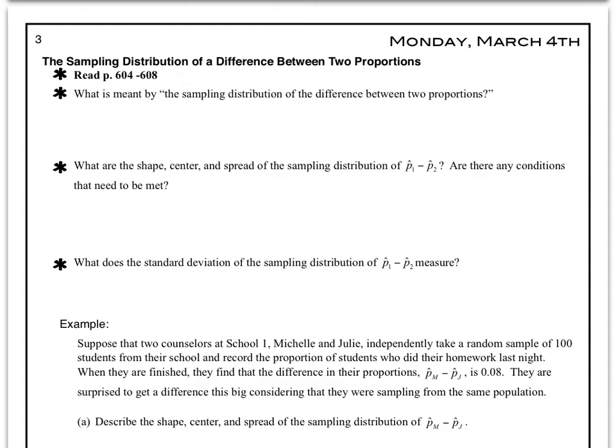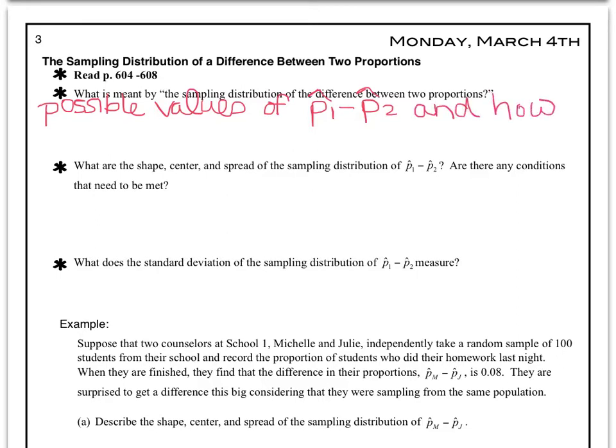So what is meant by the sampling distribution of the difference between two proportions? Okay, what that means is that sampling distribution is all the possible values of p hat sub 1 minus p hat sub 2. Okay? P hat sub 1 is the sample proportion from one population, and p hat sub 2 is a sample proportion from another population. And so then I subtract them to get the difference, and how often these values occur.